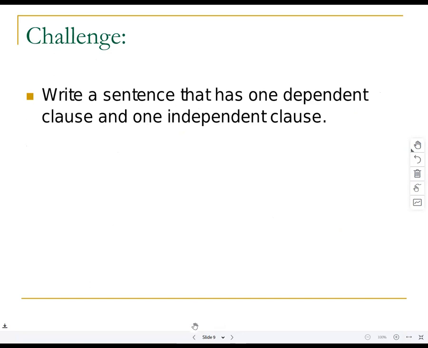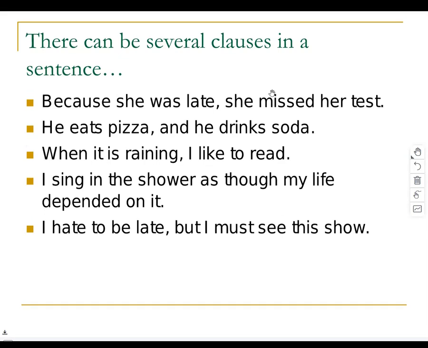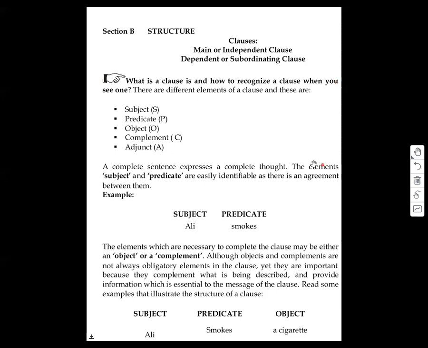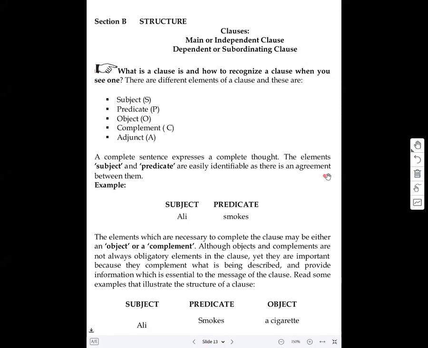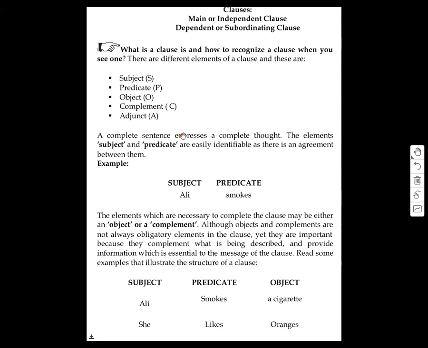So now let's have a look at the examples given in your book, right? Let me take you to your book. One second. So we are concerned with main or independent clauses, dependent or subordinating clauses. The things that are written in your book are what a clause is and how to recognize a clause when you are seeing one.